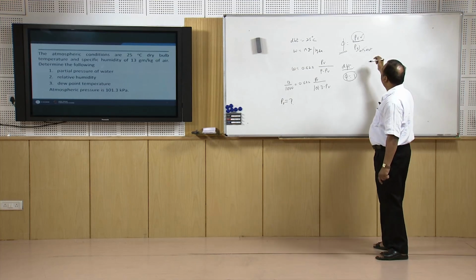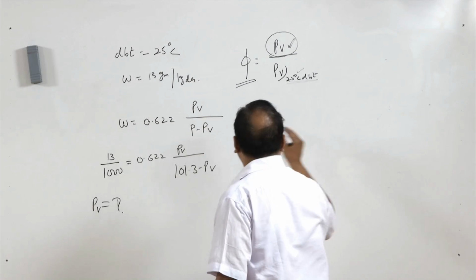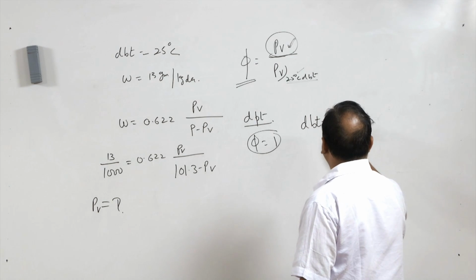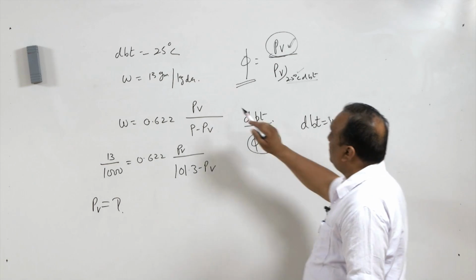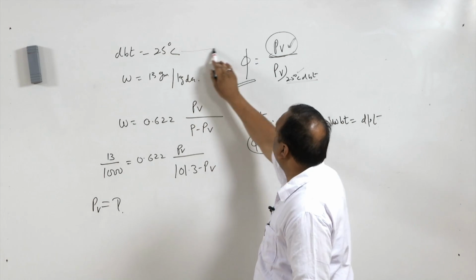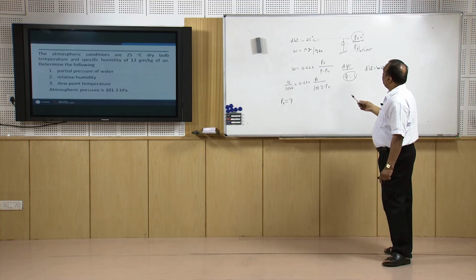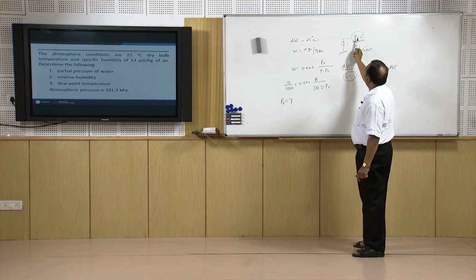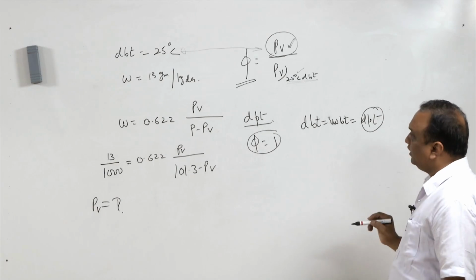Now, dBT will keep on reducing, and when the dBT becomes wet bulb temperature, this is equal to dew point temperature. So, we will keep on reducing the dBT till the value of dBT corresponds to the partial pressure of vapor. When the value of dBT corresponds to the partial pressure of water vapor, that is the dew point temperature. So, this is how we can calculate the dew point temperature.